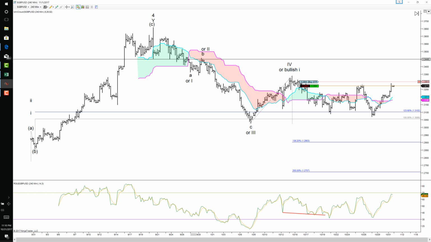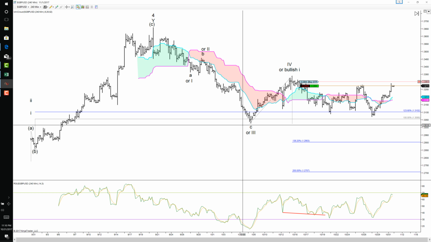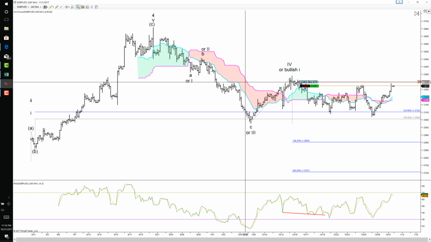But on the flip side, if it is in place, this is not wave 1 here, and therefore on the same side, this is not wave 4 here.